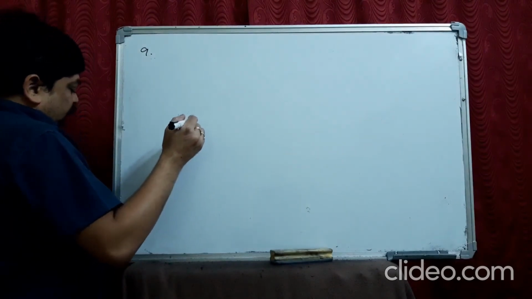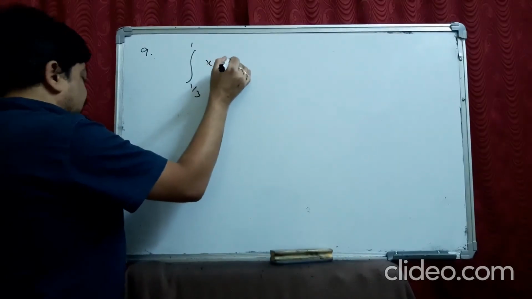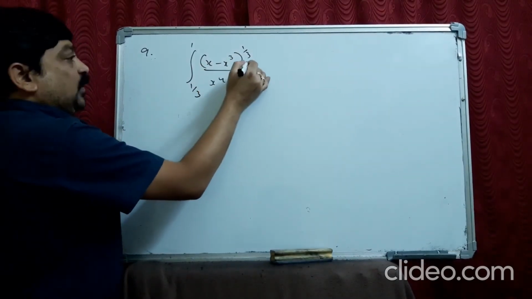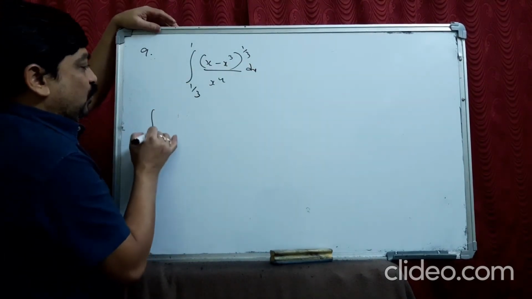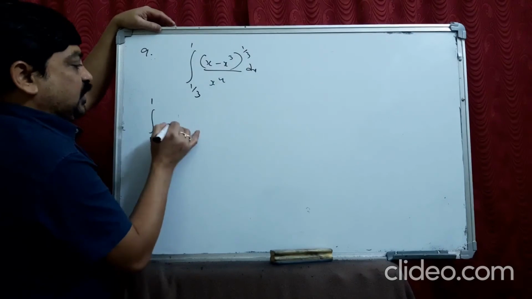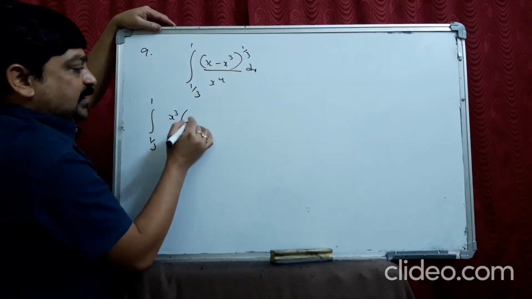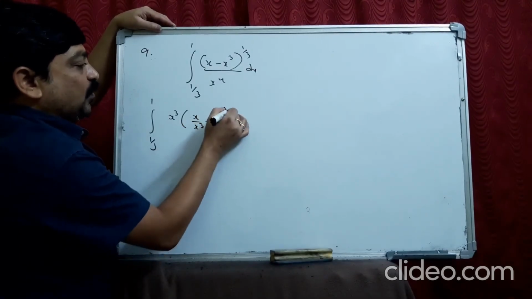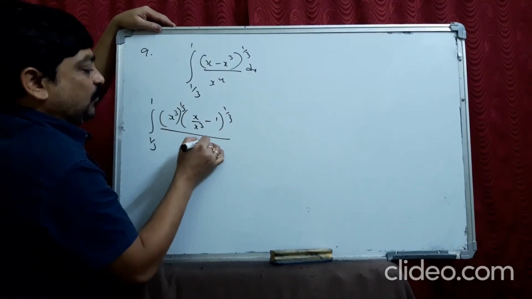Integration 1 by 3 to 1, (x minus x cube) power 1 by 3 by x power 4 dx. Okay. Now what I do is, before going to actual substitution or integration, I take the highest power in the numerator inside the bracket common, so that it becomes x by x cube minus 1 power 1 by 3, and this also power 1 by 3 by x power 4 dx.